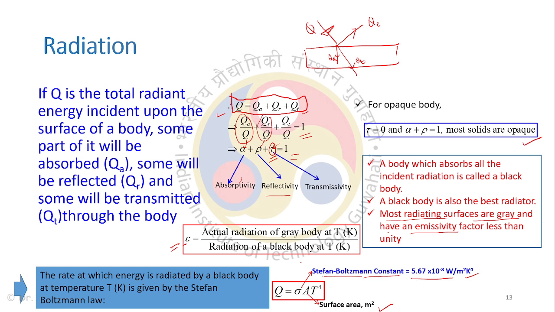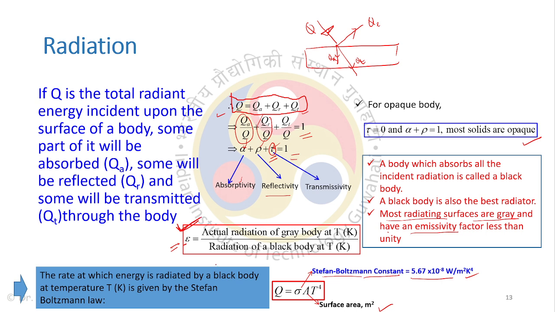Okay, so this emissivity factor is used if you're talking about any real body, which are classified as gray bodies. Okay, so it's not an ideal body, it's an actual body, a real body, or the gray body. So the ratio of the actual radiation of the gray body at a particular temperature to the radiation of a black body at the same temperature is your emissivity.